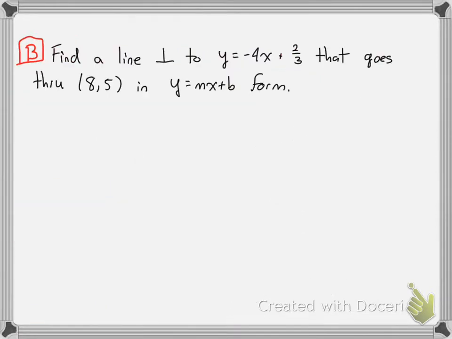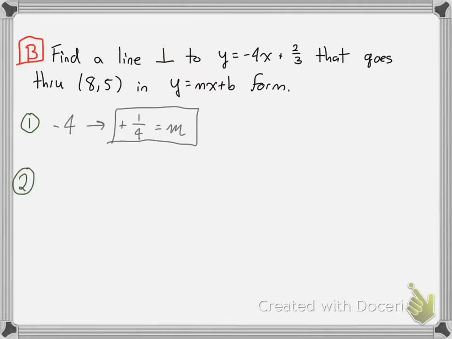One more just to practice. I want to find a line that is perpendicular to y equals negative 4x plus 2/3 that goes through the coordinate (8, 5) in y equals mx plus b or slope-intercept form. Again, going through those same 3 steps. First, I want to find my new slope. So here, I want a line perpendicular. If my original slope is negative 4, or you could think of it as negative 4 over 1, the perpendicular slope would be positive 1 over 4.